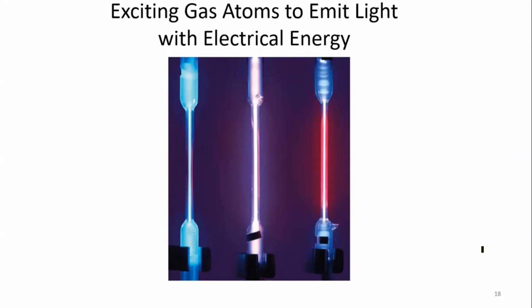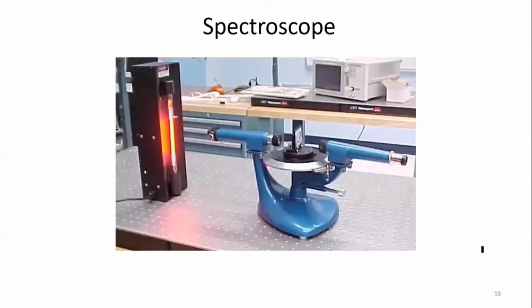So essentially, you put a gas inside a tube and you run electricity through it, a certain amount of energy, and different gases produce light of different colors. And that's how you make a lot of so-called neon signs and stuff. Now, you can take that light that's produced and study it through a spectroscope, which essentially breaks down the light.